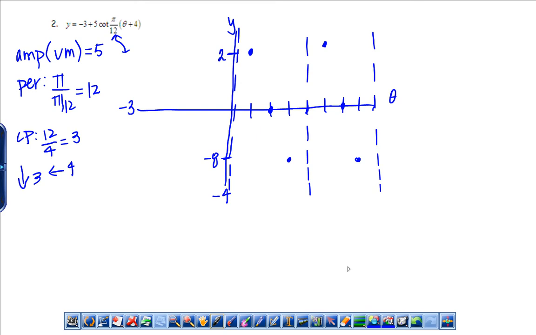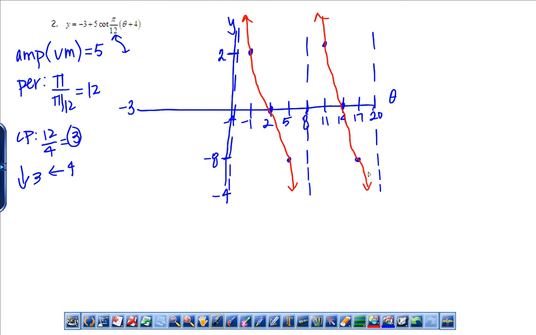Okay, I need to go back and do my points since I did not. So if I can fill in my graph, increasing or decreasing from left to right, my cotangent goes from asymptote to asymptote. And again, decreasing from left to right. This would be 1 cycle, 2 cycles. It goes from -4 to 20. You could have gone over here to the left if you'd wanted to. That would have been fine as well.